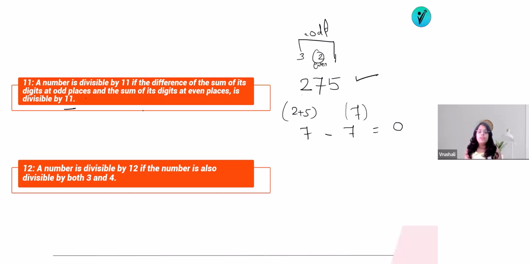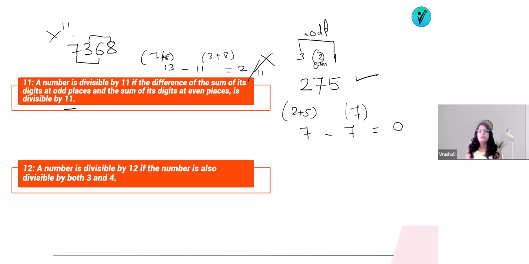That's it. Suppose I took any other number like 7368, for example. Okay. Now you can see 7, these numbers and these numbers, even and odd. So 7 plus 6 and 3 plus 8. 7 plus 6 is 13. 3 plus 8 is 11. 13 minus 11 is 2, which is not divisible by 11. So this whole number is not divisible by 11. So simply that's how you will check it. Are you able to understand? Yeah, that's okay.